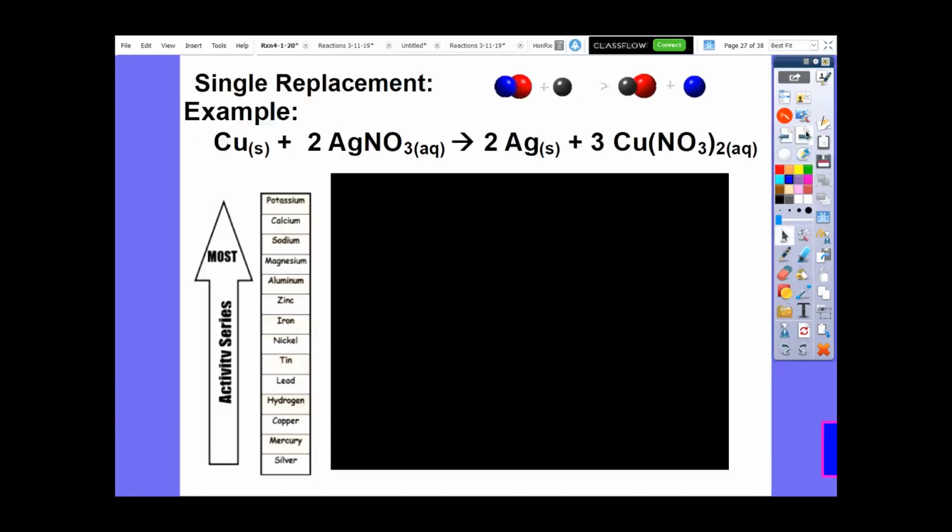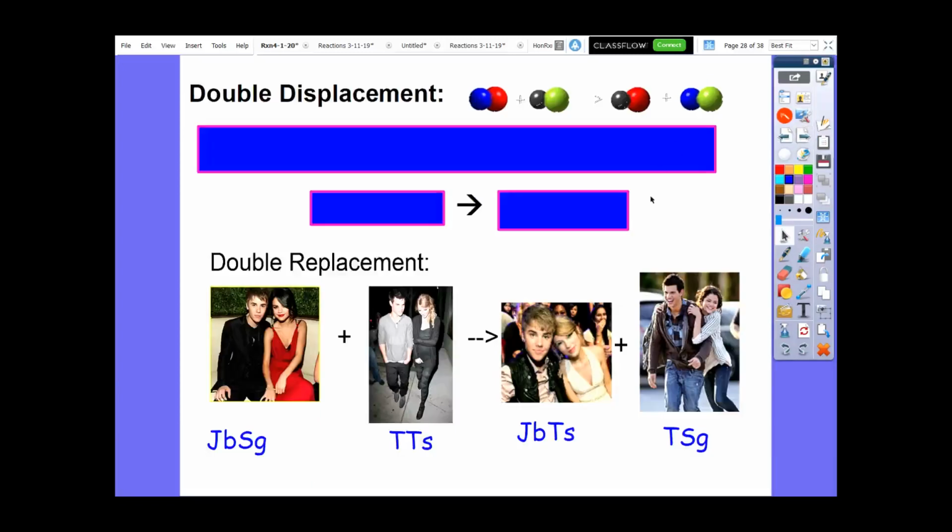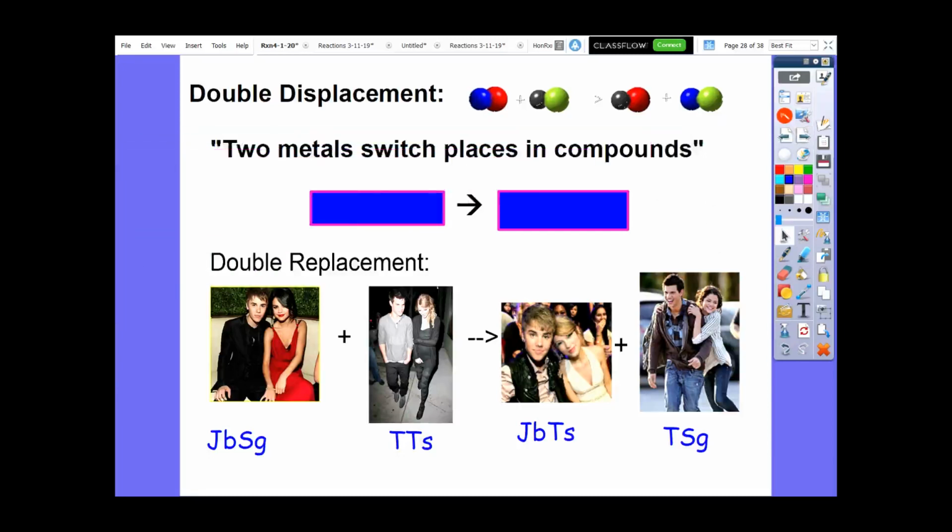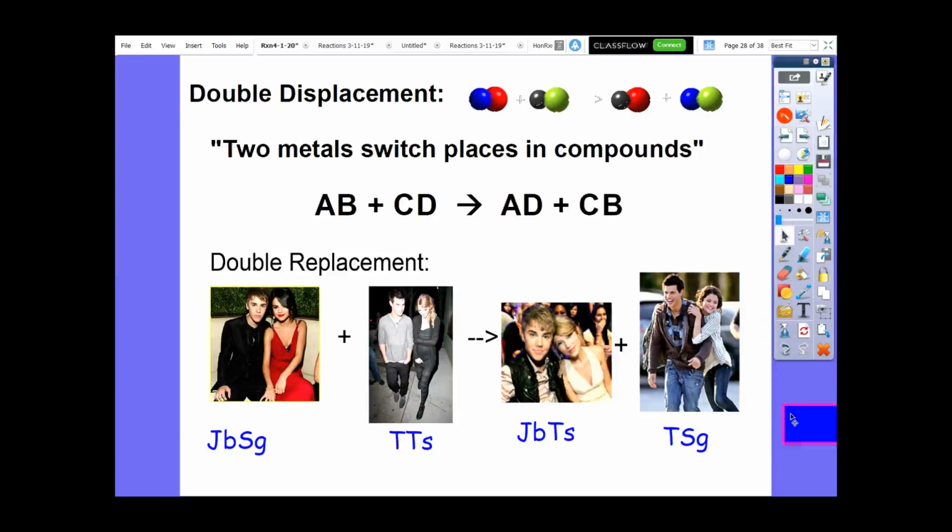All right, and then our last reaction for today is double displacement. So in double displacement, two metals are switching places in compounds. So my ABC version, I have AB plus CD, and it's going to yield AD and CB.